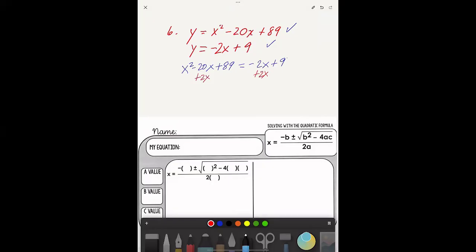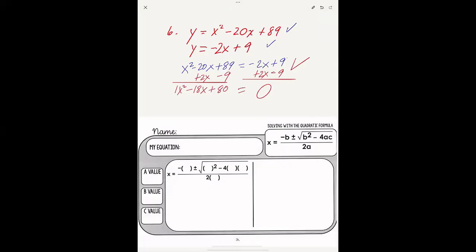Same thing with the constant. Plus 9, I'm going to do minus 9, and add that to the constant. So this is going to be 0, which is what we need. And then this is going to be 1x squared. A negative 20 plus 2 is going to be a negative 18x. Plus 89 minus 9 is going to be a positive 80. And then we're just going to plug those values in.